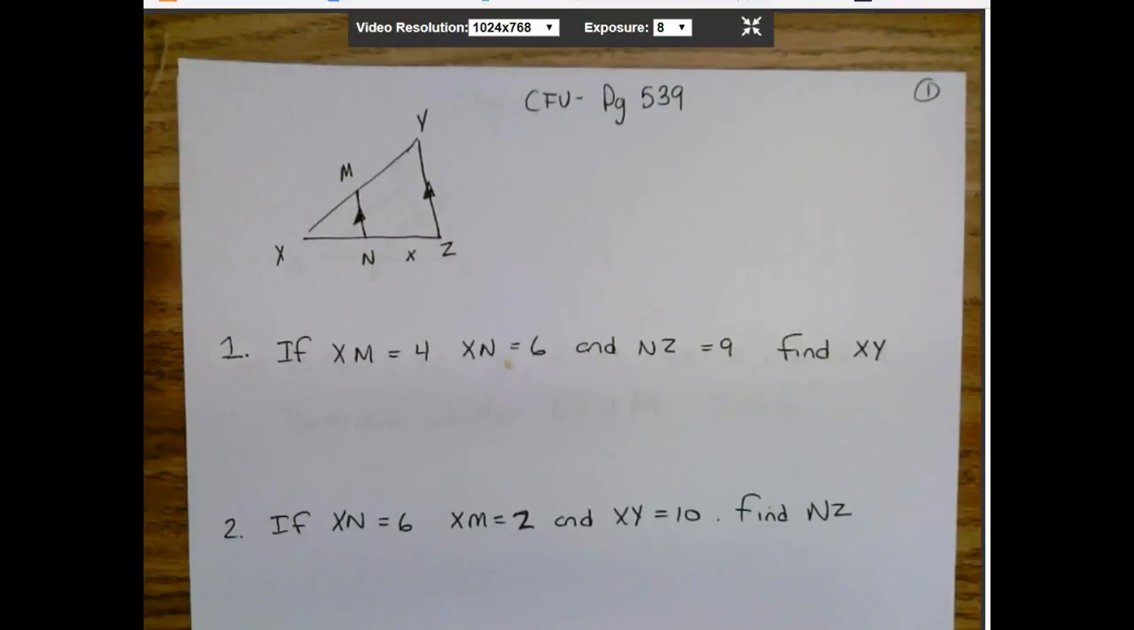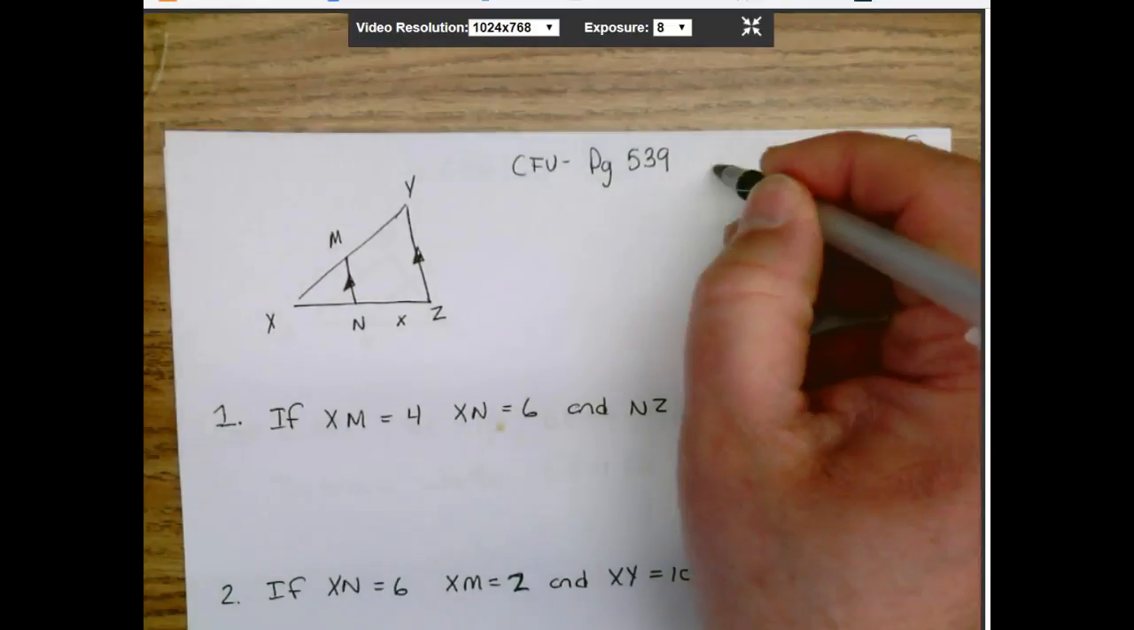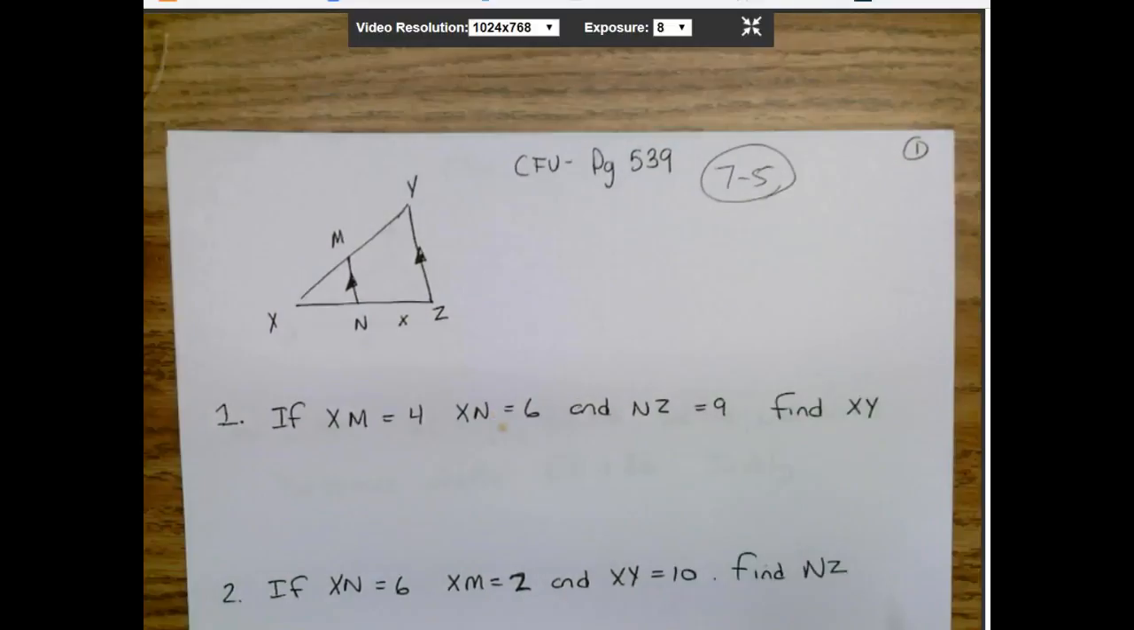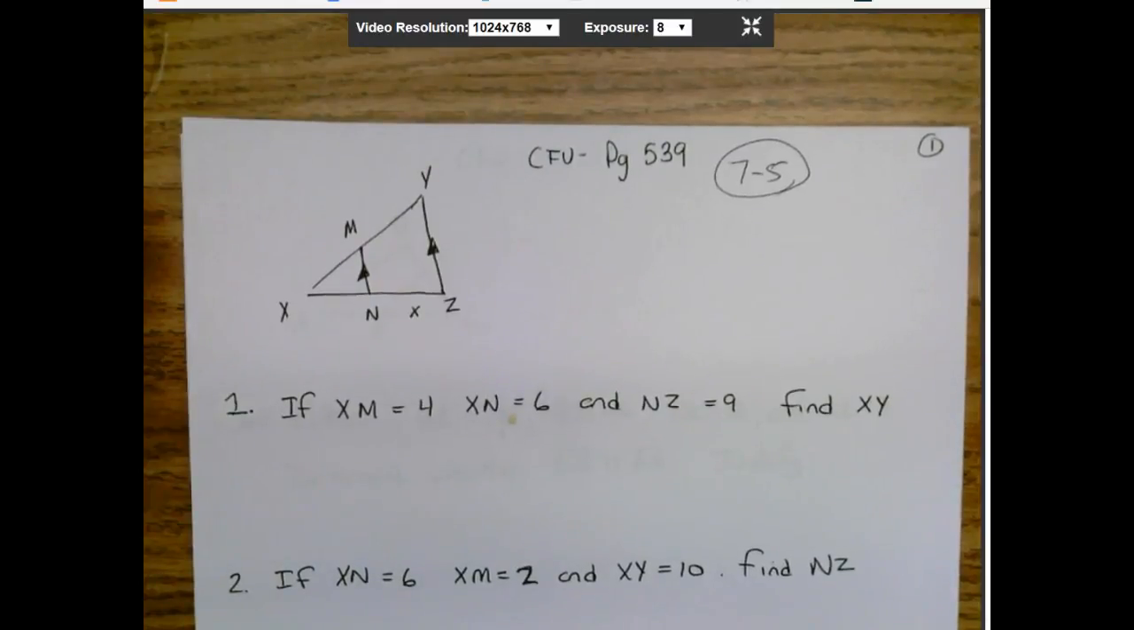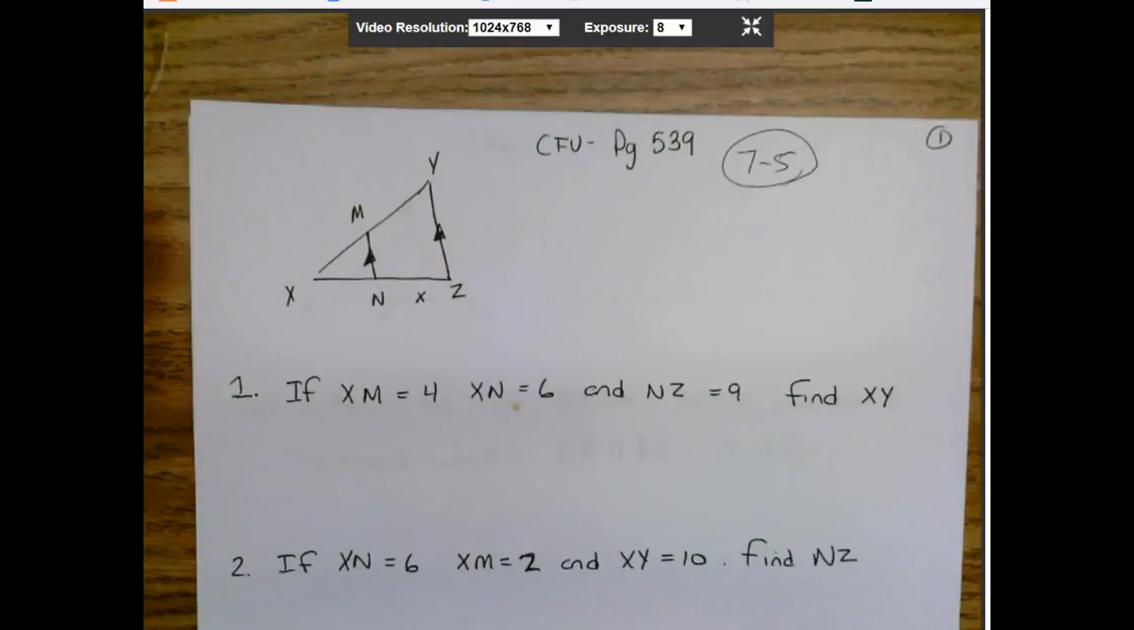So I'm going to give you a couple examples here from your homework, so if you're having trouble with this, you can come back, look at this little video, and maybe it'll help you with your homework. This is from lesson 7.5, and this is parallel lines and how they help you figure out whether a triangle is similar or not.